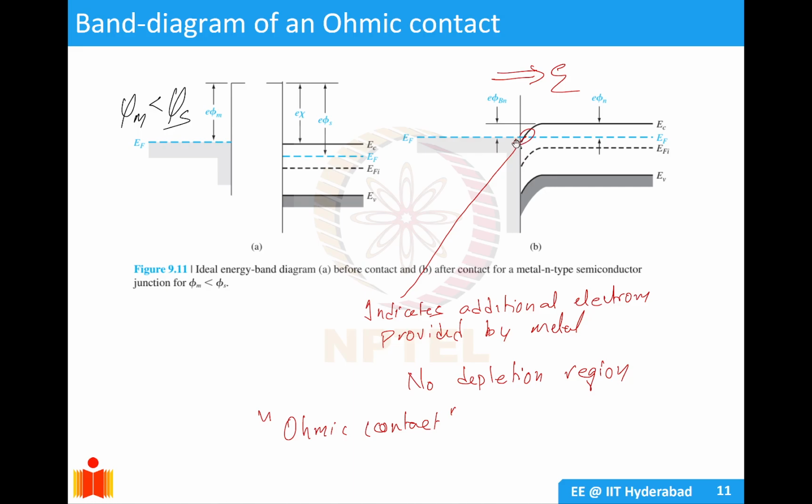and you can see here the electron transfer is from the metal, and it is such that there is a huge concentration of electrons in the semiconductor contact, and hence there is no depletion region and there is no barrier associated. So the movement of carrier electrons is free on both sides, and hence this is called an ohmic contact because it follows Ohm's law, which is V is proportional to I.